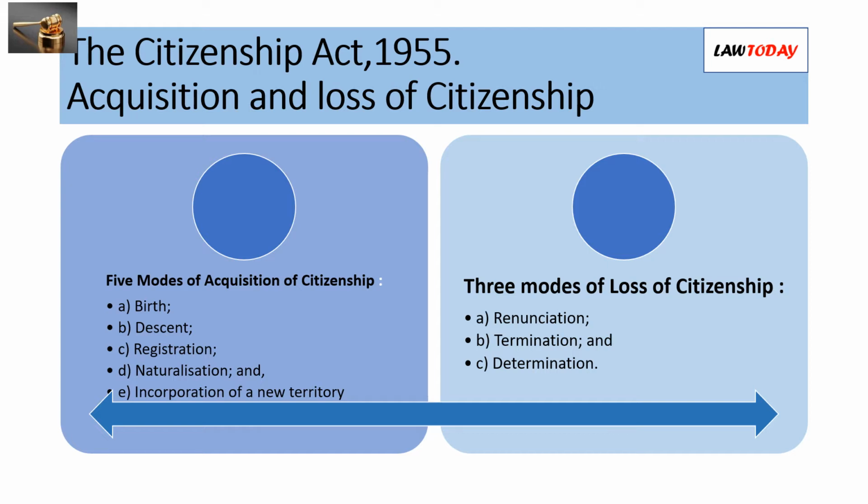The Indian Citizenship Act was enacted by the Parliament in the year 1955. The Act deals both with the acquisition and termination of citizenship. It prescribes 5 modes of acquisition of citizenship. They are by birth, by descent, by registration, by naturalization, and lastly by annexation of a territory. And the Act prescribes 3 modes of loss of citizenship. They are renunciation, termination, and determination.